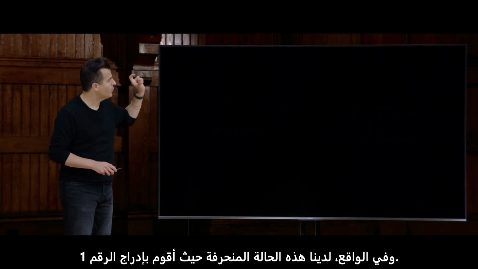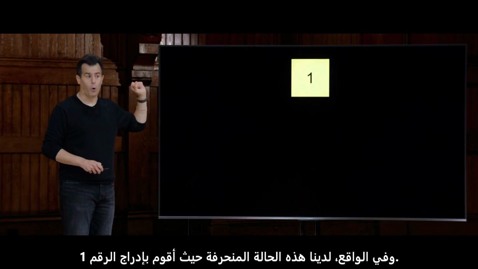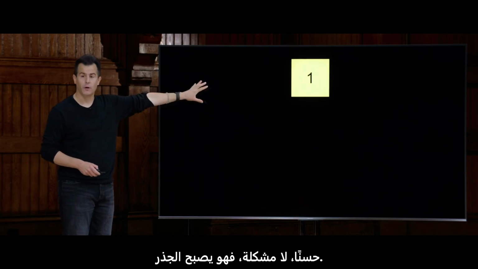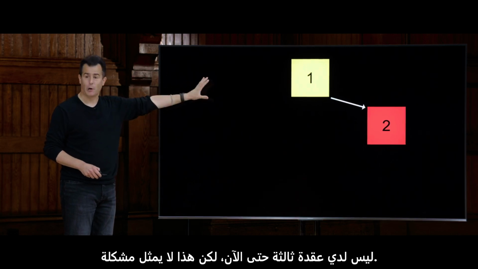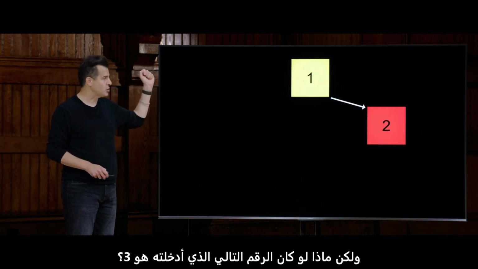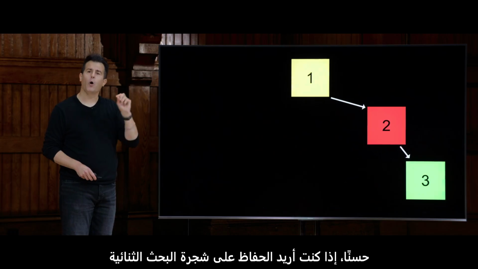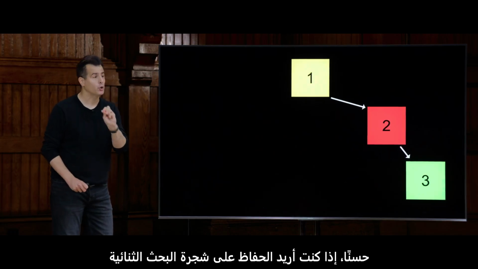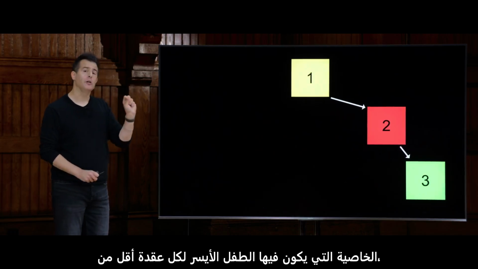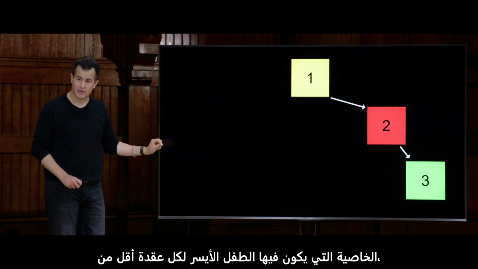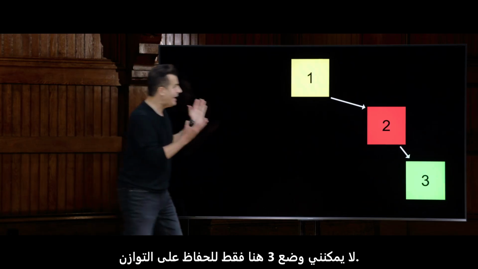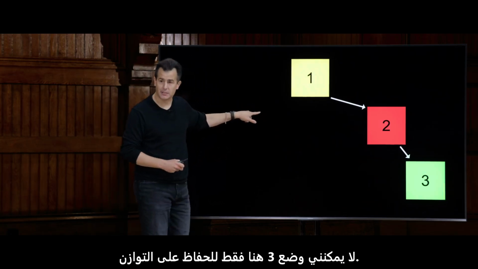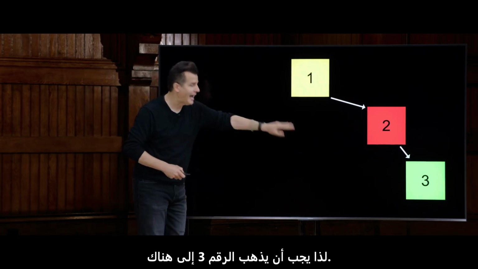And indeed, we have this perverse case whereby I insert the number 1. OK, no big deal. It becomes the root. OK, I insert the number 2. OK, no big deal. I don't have a third node yet, but that's not problematic. But what if the next number I insert is a 3? Well, if I want to maintain the binary search tree property that every node's left child is less than and every node's right child is greater than the value in the node, I can't put 3 here just to keep the thing balanced. Like, that would throw everything off. So 3 has to go there.